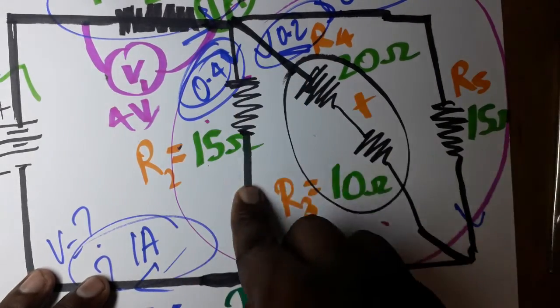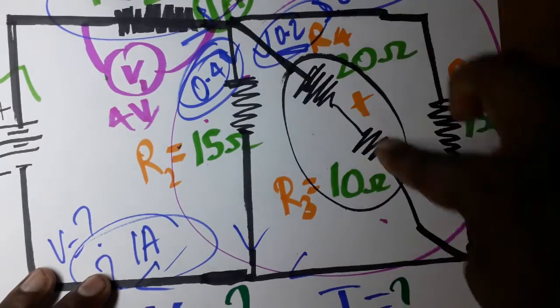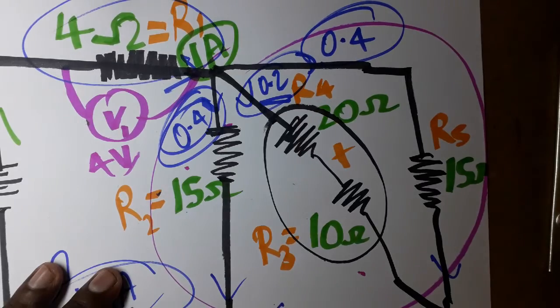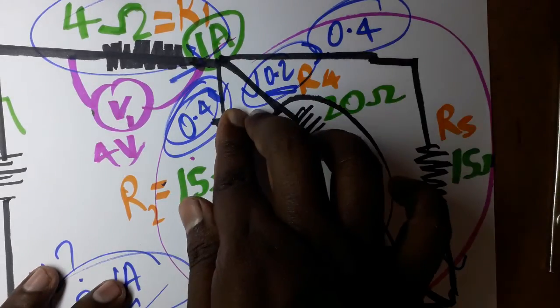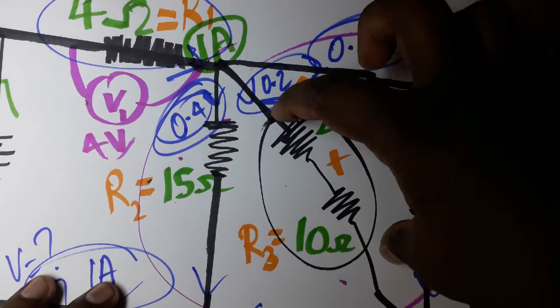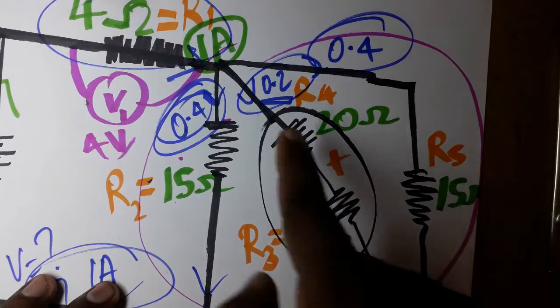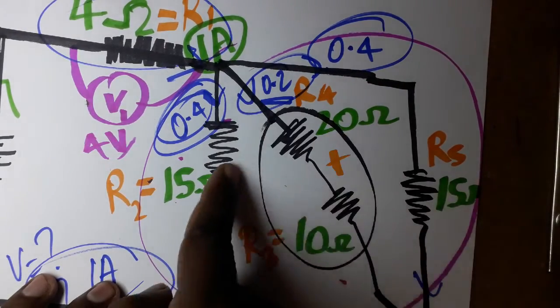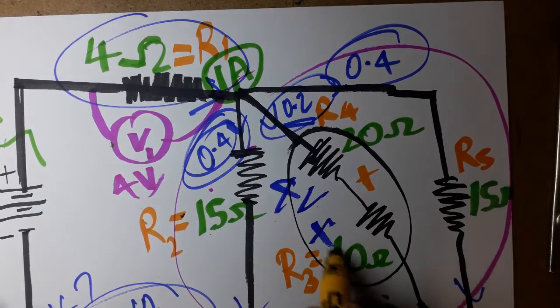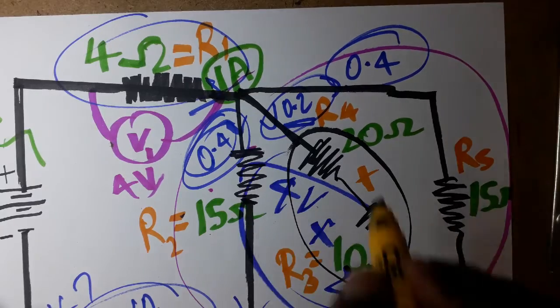The current flowing here is 0.4, the current flowing in this is 0.2 and the current flowing here is 0.4. So adding everything we get 1 ampere. Now what is the voltage here? 0.2 into 20 we'll get 4 volt at this point. We'll get 4 volt here and here we'll get 2 volt, 2 plus 4 we get 6 volt.